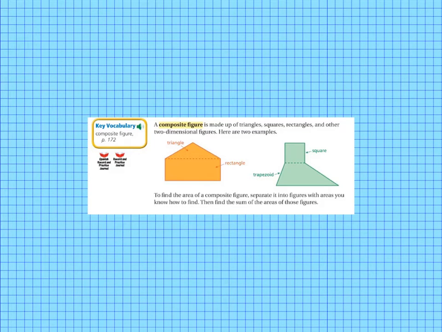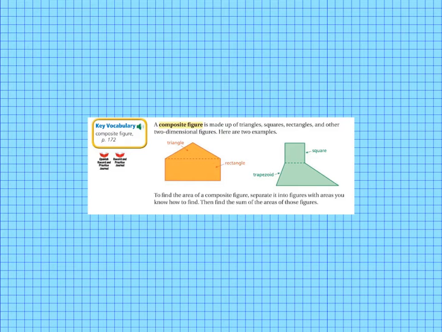Please be sure this vocabulary is in your math notebook. A composite figure is made up of triangles and squares, rectangles, and other two-dimensional figures. Here are two examples, and you'll see they have something that kind of looks like a house with a rectangle on the bottom and a triangle on the top. And then they have a trapezoid with a square on the top. So those are two examples of composite figures.